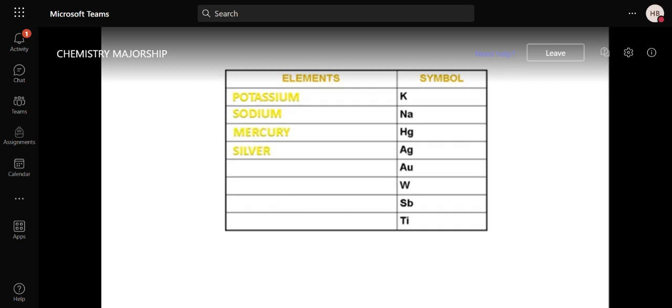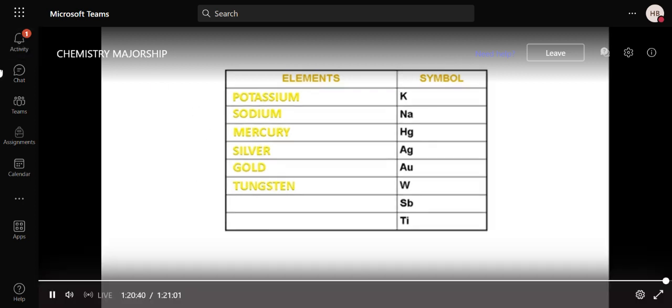And Au, syempre, alam natin yan. Aurum po. That is gold. Okay, aurum for Au is gold. And of course, W, ito napakalayo po. Symbol po niya ay W because of the word wolfram. Wolfram is the other name for tungsten. Alright, tungsten. Sb, ito po. Naku, ano ba to?